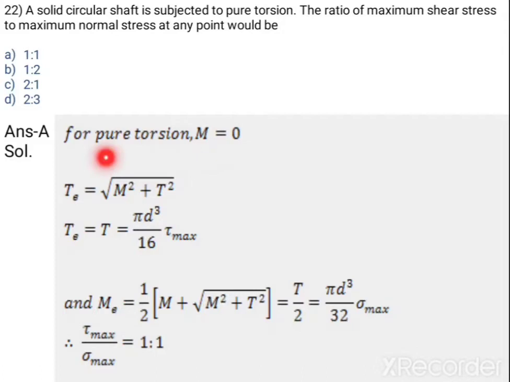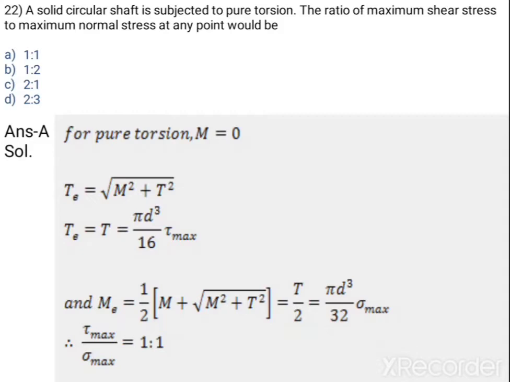Yes, bending moment is equal to 0, and from that we know the relationship T_e is equal to square root of M square plus T square, and if you put M is equal to 0, what will we get? T_e is equal to T, that is nothing but pi d cube divided by 16 into tau max. That is the simple relationship. Again we know the relationship M_e is equal to half times M plus square root of M square plus T square, and from that relation if you put the pure torsion concept M is equal to 0, you will get T by 2, and that is nothing but pi d cube by 32 sigma max.